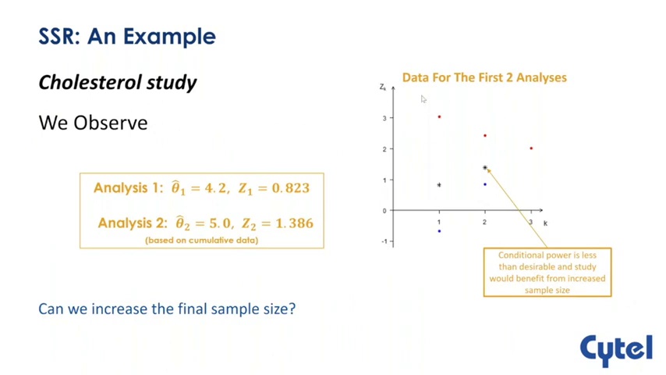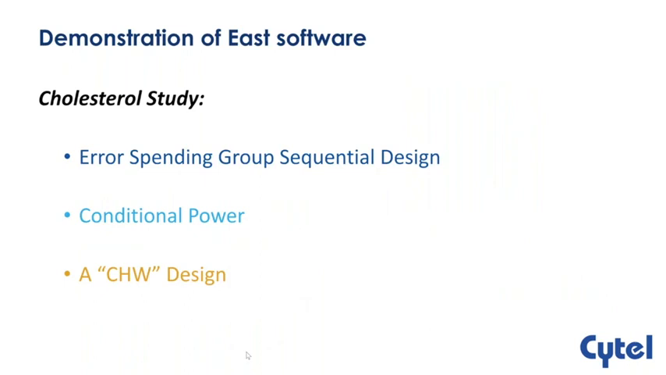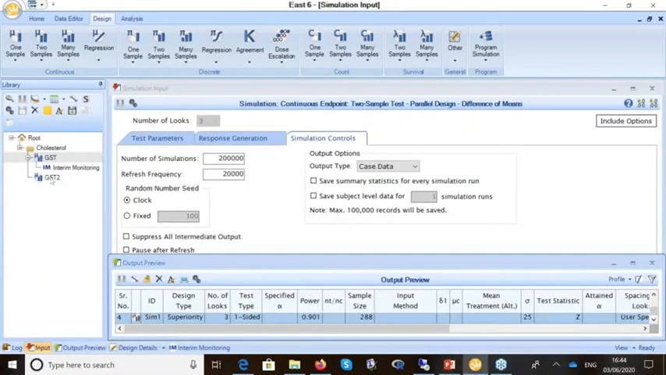So here we are at the second analysis, rather low down in the continuation region. And the idea of increasing the sample size will mean that our third stage Z statistic would still have mean 0 if the treatment effect was 0. But if there's a positive treatment effect, we'd boost the mean because it's based on a bigger sample size. So let's try that out in East. Go to this carbon copy of my design, and I want to monitor it now using Sui, Hung, and Wang.